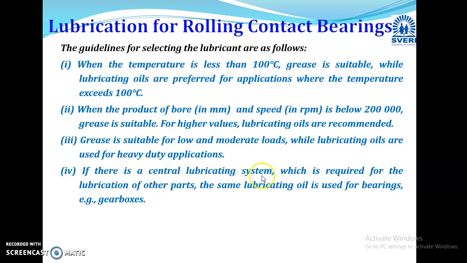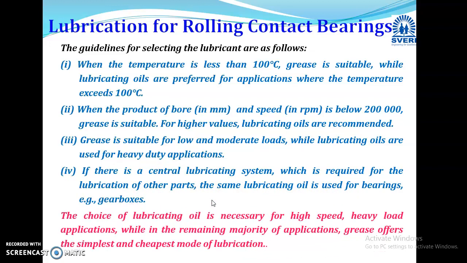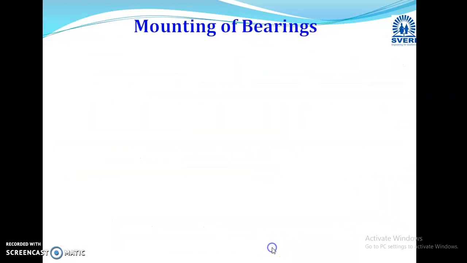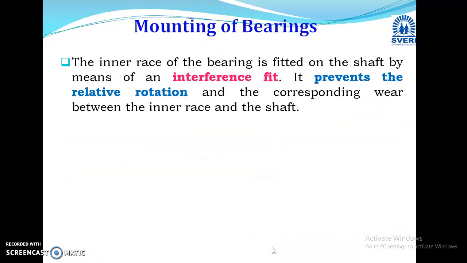And if a central lubrication system is required for the lubrication of other parts, the same lubricating oil is used for bearings, for example in gearboxes. See, when there is a central lubrication system, we cannot use grease, because grease cannot be fed through this pipeline. In such cases, we have to go for oil. The choice of lubricating oil is necessary for high speed, heavy load applications, while for the remaining majority of applications, grease offers the simplest and cheapest mode of lubrication.